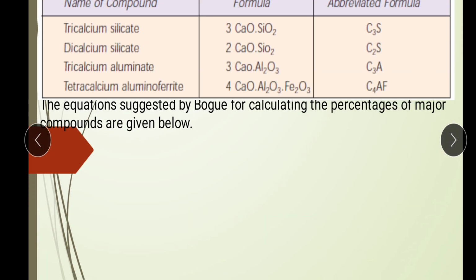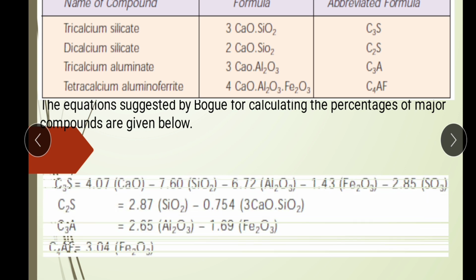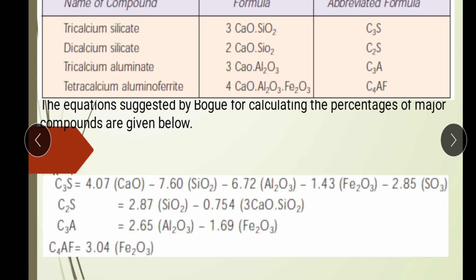and these equations may be subject to some differentiations, like for the calculation of C3S, and this is the formula for the calculation of how much amount of C3S has been formed, and similarly C2S, C3A, C4AF, which is tricalcium silicate calculation, dicalcium silicate calculation, and tricalcium aluminate calculation. Similarly, tetracalcium aluminoferrite calculations. And using these formulas, we are able to identify how much percentage of these compounds has been formed while we are preparing that cement.